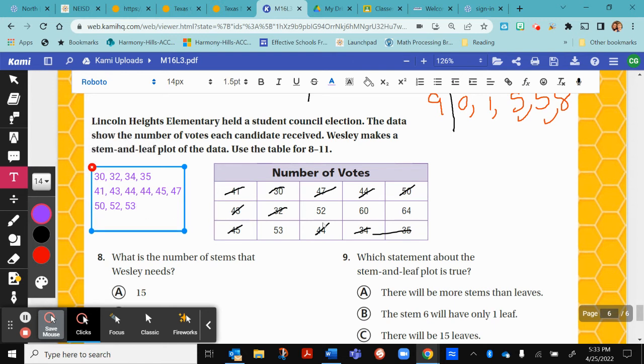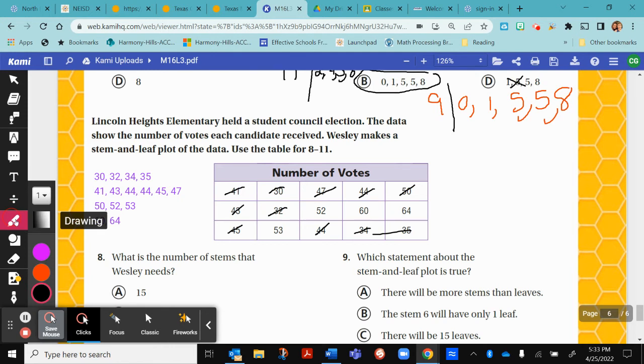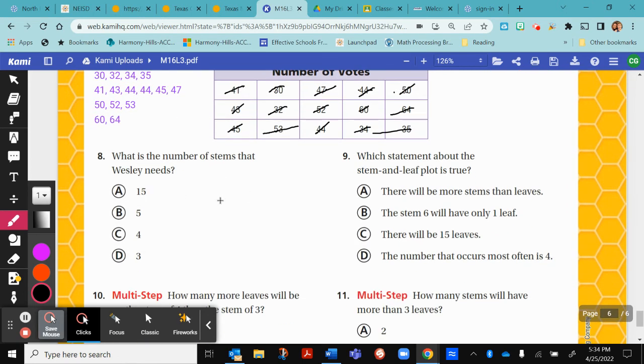And then the last stem is 60 and 64. And I'm just going to write this out here. To verify that I've gotten them all, I know that there's 1, 2, 3, 4, 5, and there's 3 rows of 5. So 3 groups of 5 is 15. So there's 15 numbers. If I make a stem and leaf, I'm going to draw a line down here.